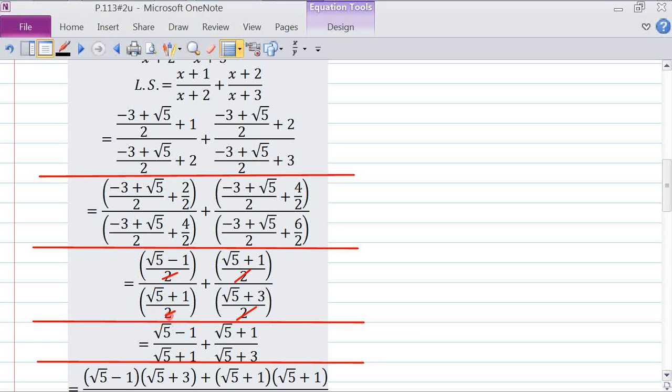So I'm canceling the 2 here. I'm canceling this 2 with that 2. And I'm left with root 5 minus 1, root 5 plus 1. Here I'm left with root 5 plus 1, and here I'm left with root 5 plus 3.